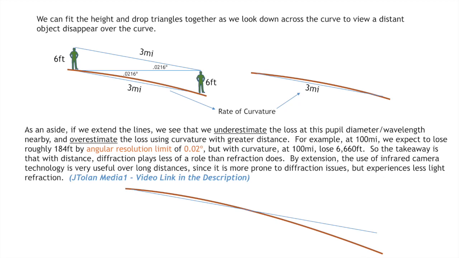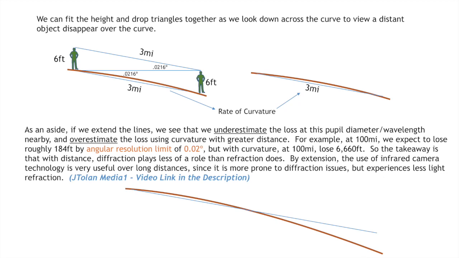And you can then use those triangles together to get your rate of curvature for a 6-foot person observing someone go over the curve. So as an aside, if we extend the lines, you can see that we underestimate the loss at this pupil diameter and wavelength nearby and overestimate the loss using curvature with greater distance.